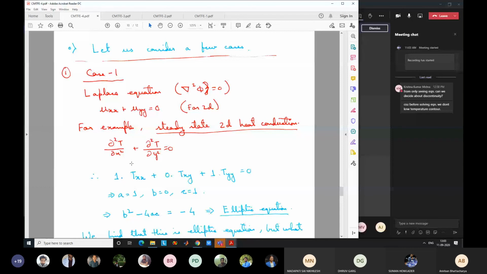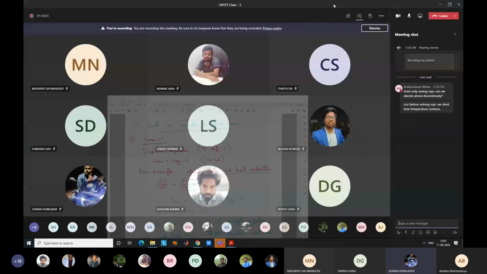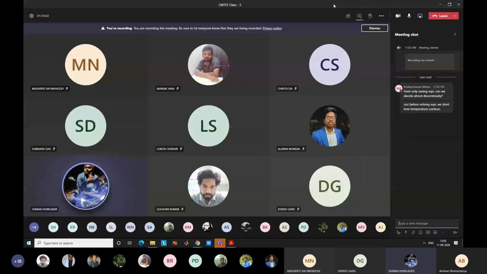Yeah, tell me. Does the elliptical classification also signify that it takes no time to propagate the information? Yes, it means that it takes no time.